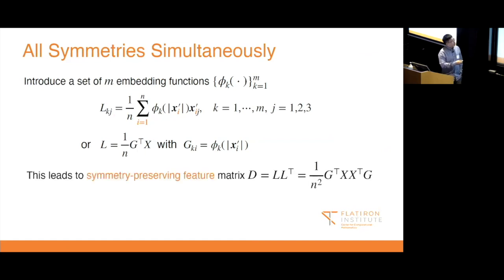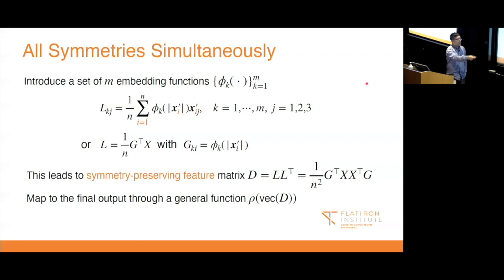And then, L is permutation invariant, but L itself is still not rotation invariant because it depends on X. Now we compute the inner product between L and L transpose to get this matrix D. Then you can easily prove that D preserves all the symmetries. So it's like you first compute the inner product of X transpose and X, and then project to those spaces you predefined, and sum it, average it together to get those symmetry preserving feature matrix.